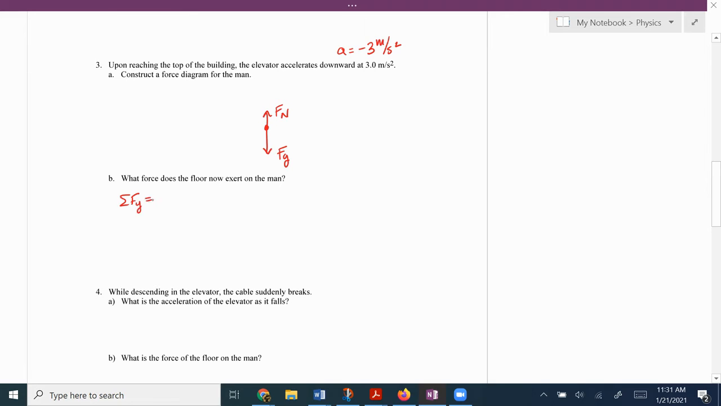Again, we sum our forces in the y direction. It's accelerating, so we're going to have ma as our net force, and that gives us the normal force minus the force of gravity, because those are our only two forces. Again, we're solving for the normal force, so I'm going to add gravity to the other side.